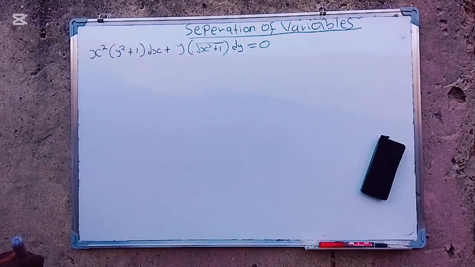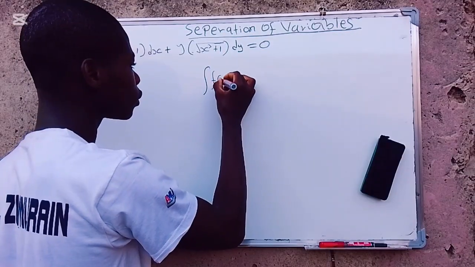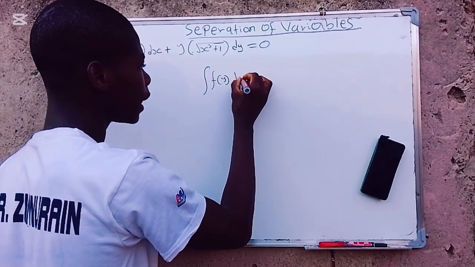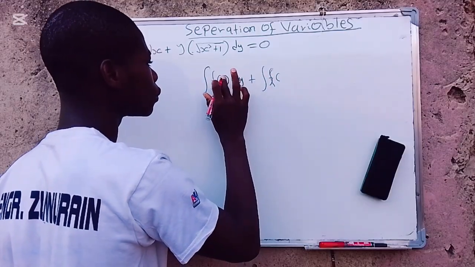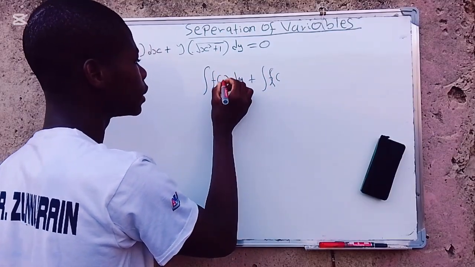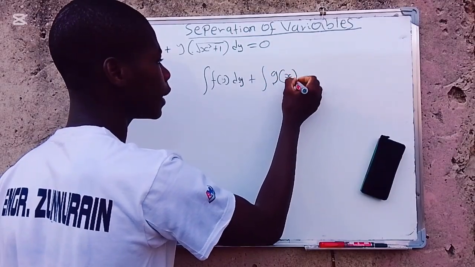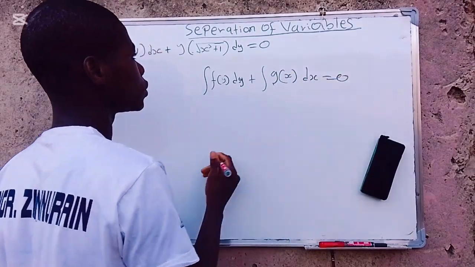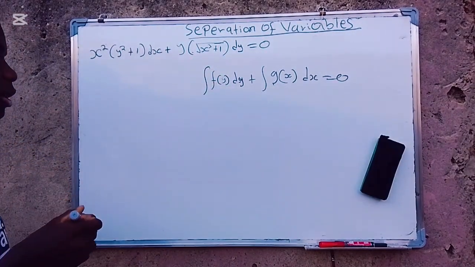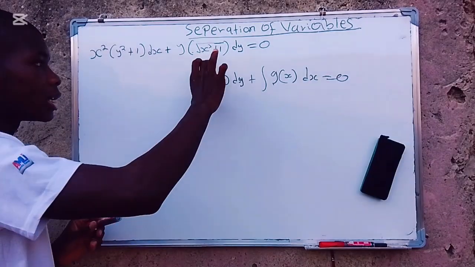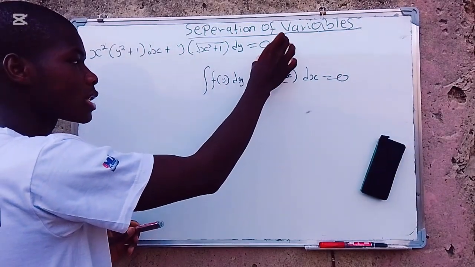For any separation of variables, an equation must satisfy the integral of f of y dy plus the integral of g of x dx must be equal to 0. As you can see, this equation is the same thing as this equation, but the difference is that there is no integration. We have a function of x and a function of y which is equal to 0.